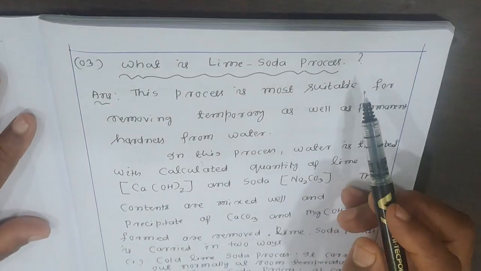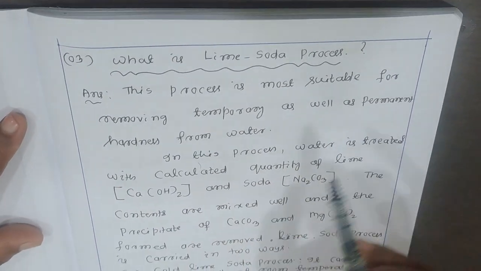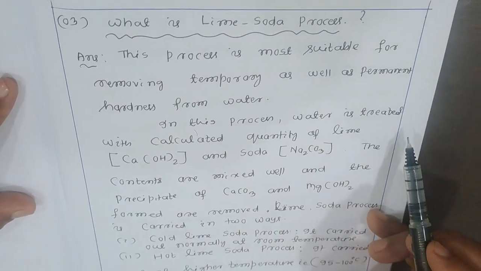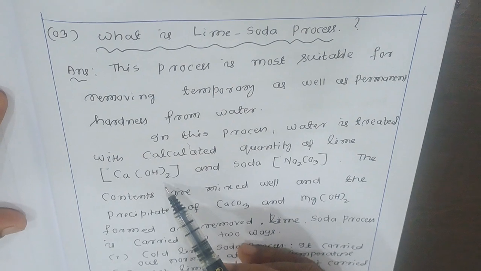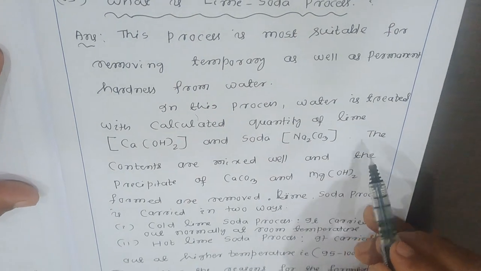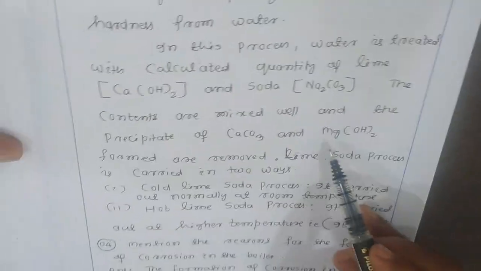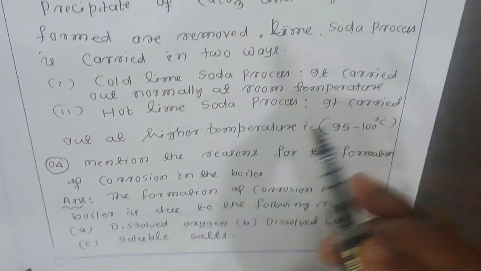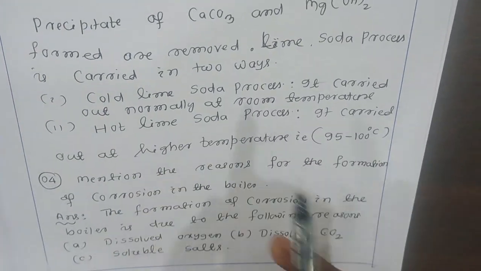Then, what is lime soda process? The process is more suitable for removing temporary as well as permanent hardness from water. In this process, water is treated with calculated quantity of lime, that is calcium hydroxide, and soda, sodium carbonate. The contents are mixed well and the precipitates of calcium carbonate and magnesium hydroxide formed are removed. Lime soda process is carried in two ways, that is cold lime soda process and hot lime soda process.